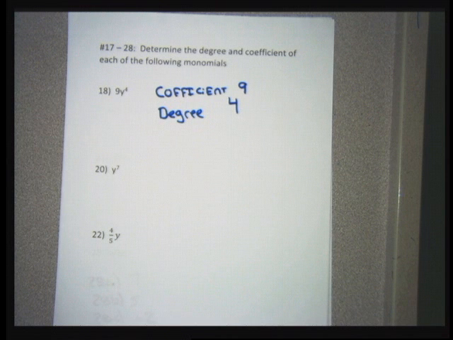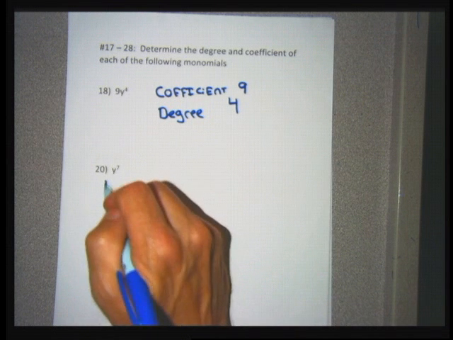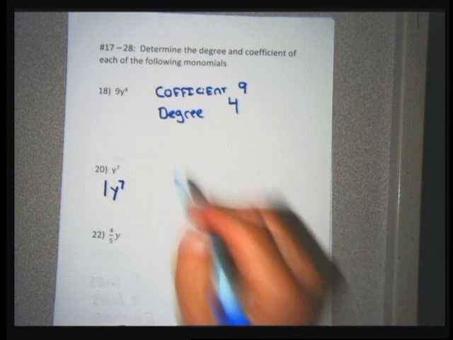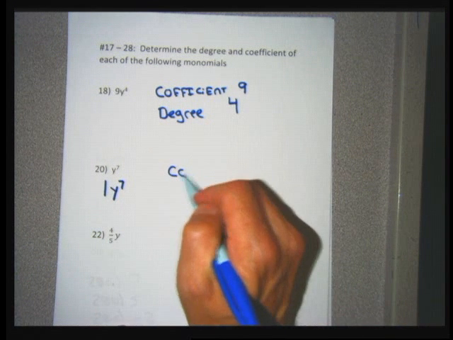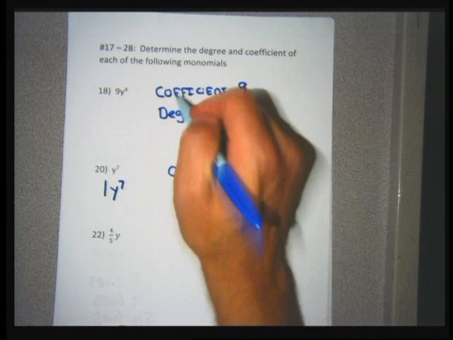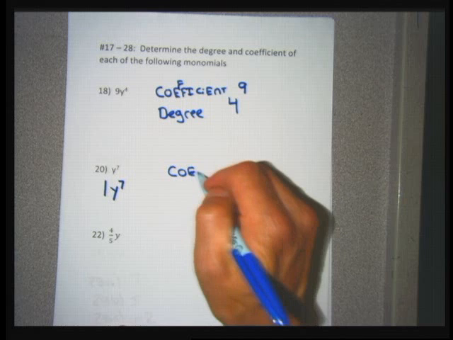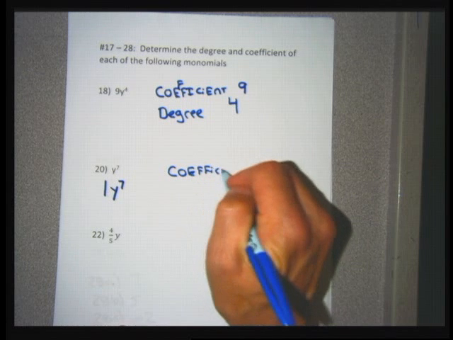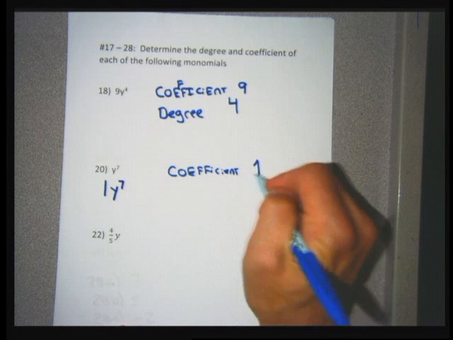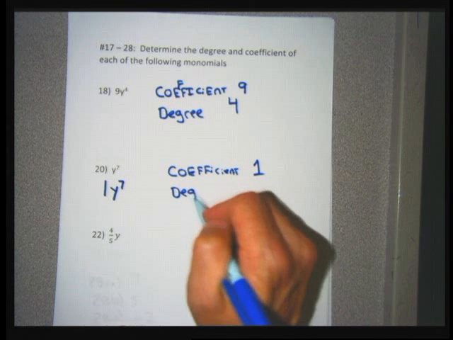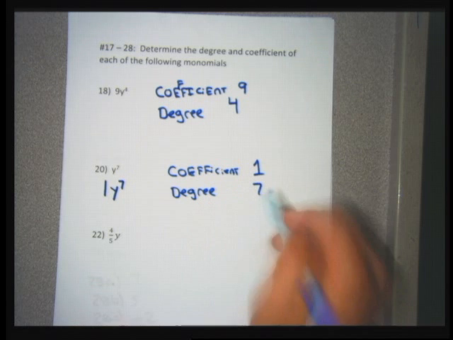For problem 20, I have to remember that if there's not a number written to the left of a letter, there's an implied 1. And the coefficient is the number that's written to the left of the letter. So the coefficient in problem 20, even though it's not written, is the number 1. And the degree of that monomial is 7.